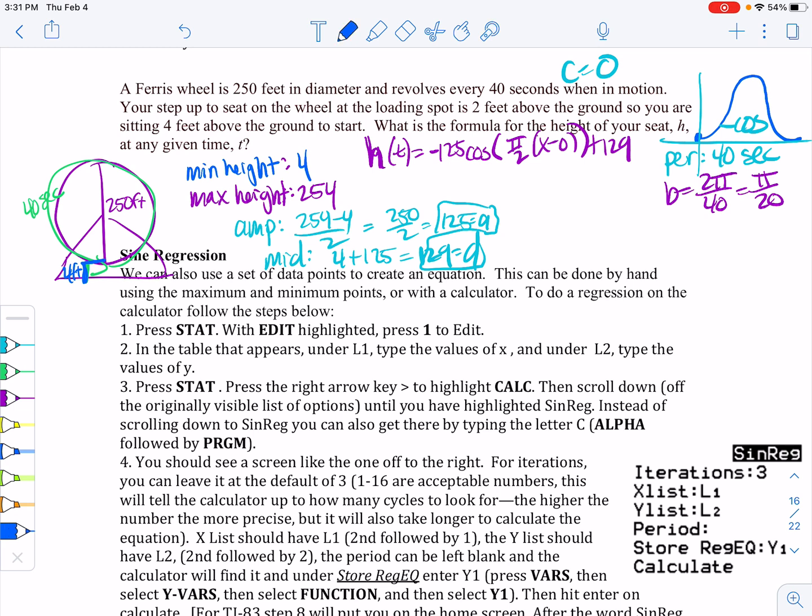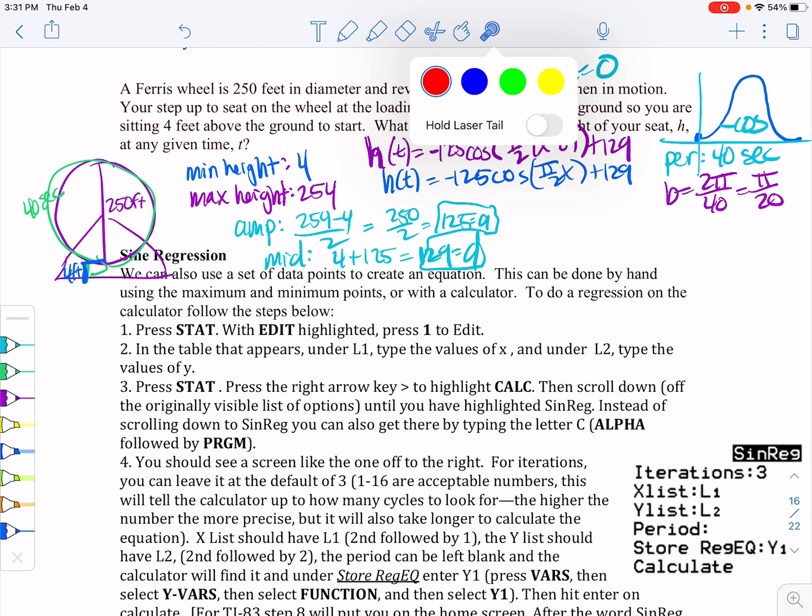So I could simplify this equation to h of t equals negative 125 cosine of pi halves x plus 129. And then this would be my equation. So if I wanted to know how far I am at 20 seconds, at 20 seconds, since that's half of 40, we should get our maximum height of the 254. Not 254 that we plug in. If we plug the 20 in, then we should get the 254 as our answer. So that's how you set up and create your equations from information that you're given.